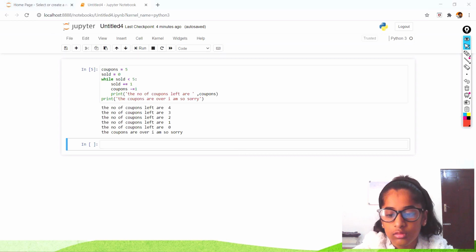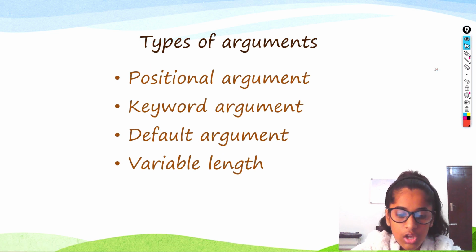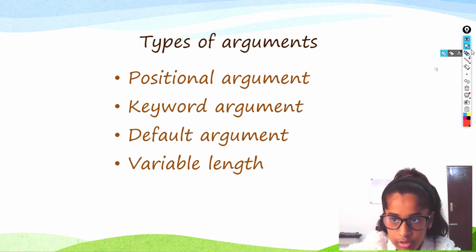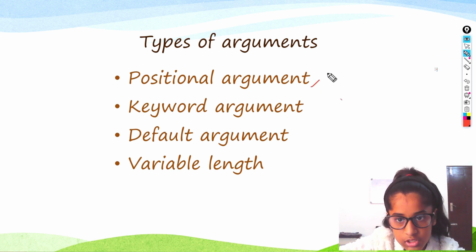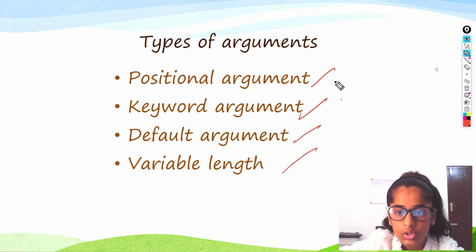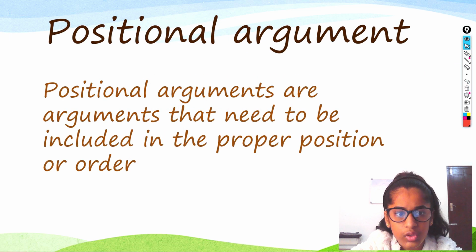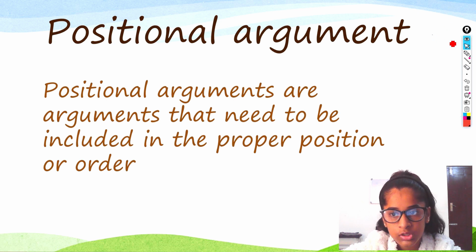Let's move forward to our types of arguments. First we have the positional argument, then the keyword argument, the default argument, and variable length. So these are all the types of arguments. Let's study them separately. The first one is the positional argument. Positional arguments are arguments that have to have a proper position or an order.